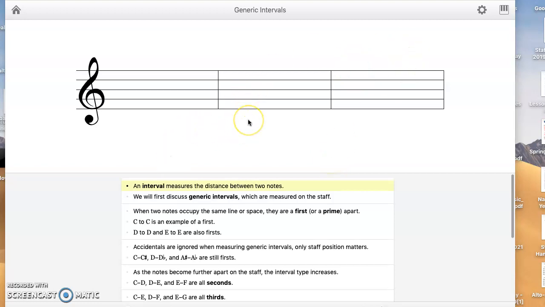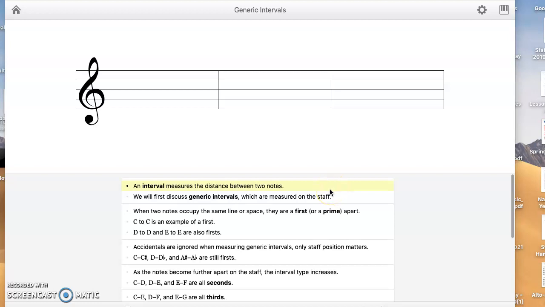Today we're going to talk about intervals. We're going to talk about specific intervals and generic intervals. And I am just going over this lesson that is on musictheory.net. You are welcome to go back and look at this if you don't understand what I am saying, but it's exactly the same thing.